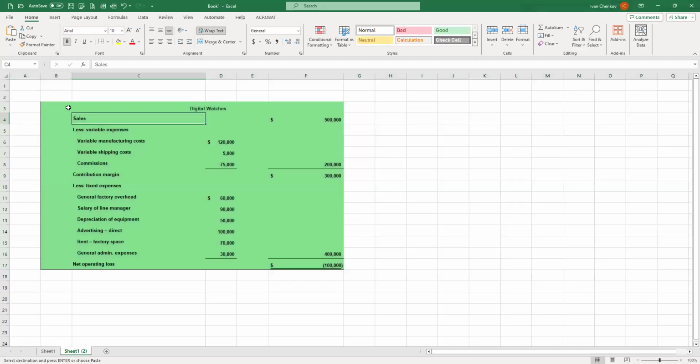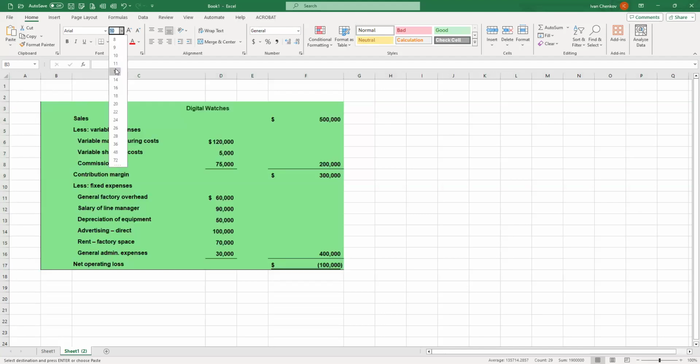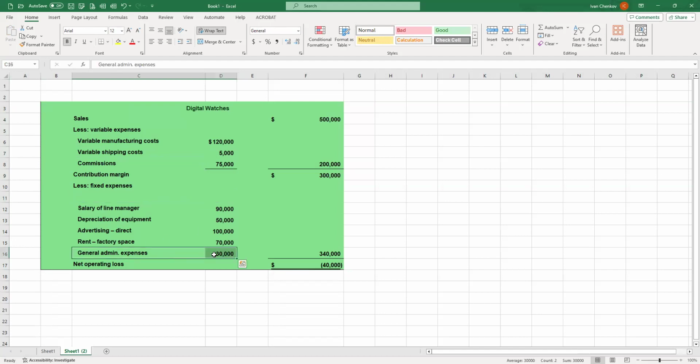This is our company, correct? Digital watches, which is losing $100,000. Now, after the investigation that we did, we already figured out that this general factory overhead will be transferred somewhere else. So it shouldn't be here at all. The general administrative expenses also will be transferred somewhere else. They shouldn't be here at all. And the last one is depreciation of the special equipment that we're producing it, since it has no resale value or we cannot use it for something else. We should eliminate it as well.